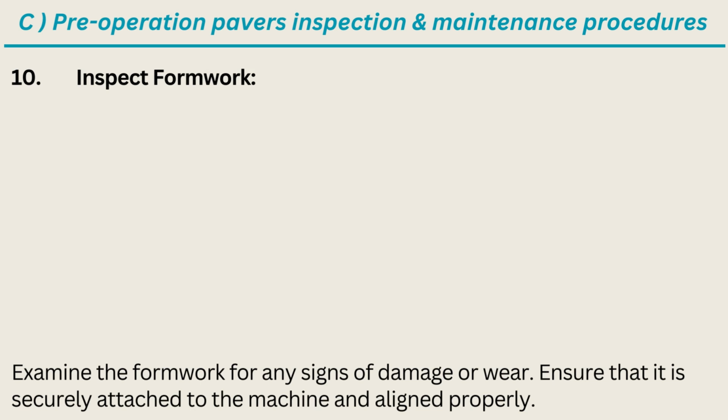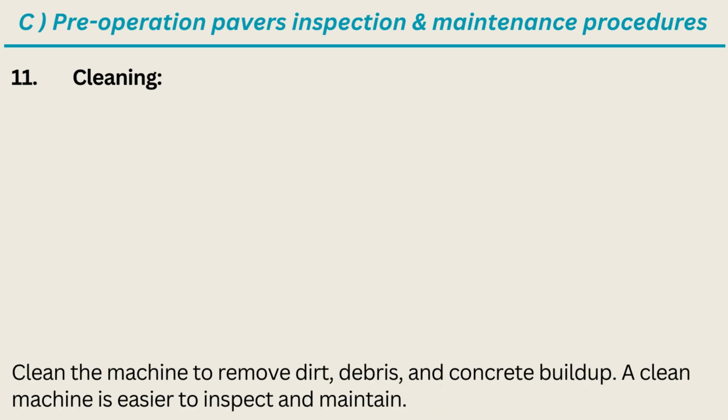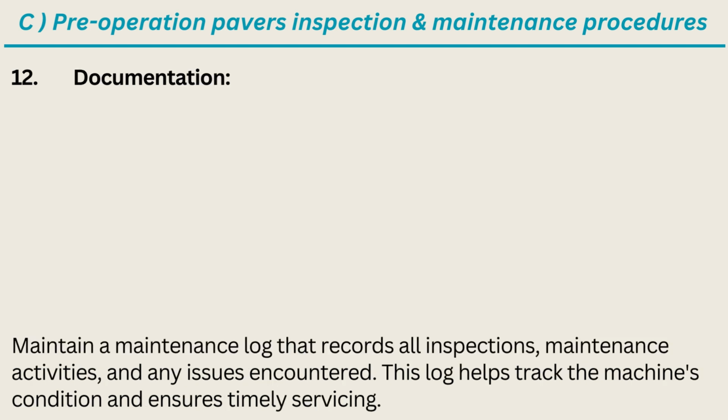10. Inspect formwork. Examine the formwork for any signs of damage or wear. Ensure that it is securely attached to the machine and aligned properly. 11. Cleaning. Clean the machine to remove dirt, debris, and concrete buildup. A clean machine is easier to inspect and maintain. 12. Documentation. Maintain a maintenance log that records all inspections, maintenance activities, and any issues encountered. This log helps track the machine's condition and ensures timely servicing.